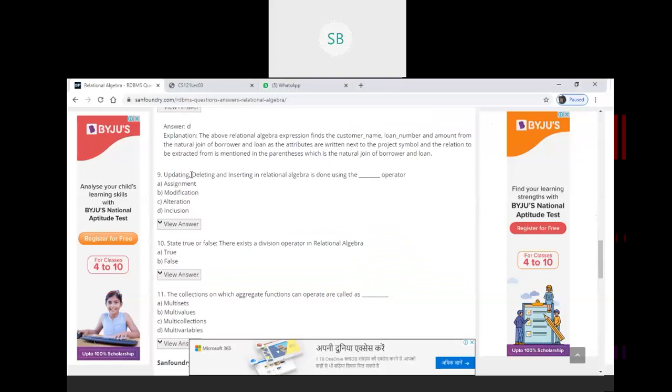Next. Updating, deleting, and inserting in relational algebra is done using which operator? You have done it. Yes, it is the assignment operator, right? You can just check.